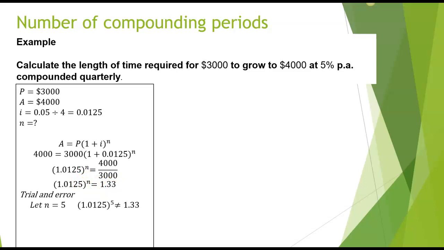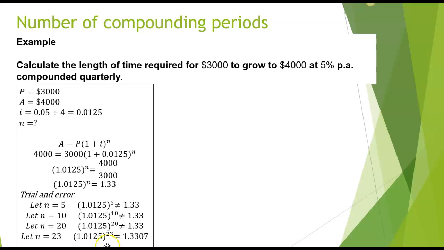So I'm going to start with 5. So 1.0125 to the power of 5 does not equal 1.33. Let's try 10. 1.0125 to the power of 10 does not give me 1.33. Try 20. 1.0125 to the power of 20, once again, does not give me 1 1/3. 23, so 1.0125 to the power of 23 does give me 1.33.